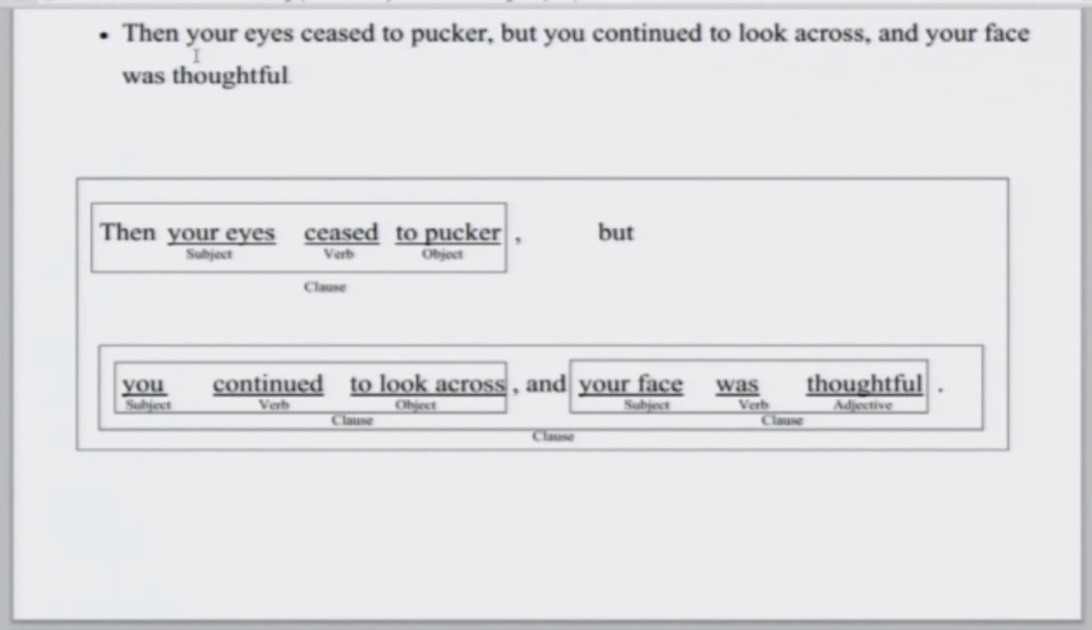This could have been an independent sentence. That is one clause. Okay? "Your eyes" is the subject, "ceased" the verb, and this is the object. Ceased what? Ceased to pucker. But after this connector, the second clause. The second clause is also equally prominent as the first, and inside that second clause there are two further clauses. You continued to look across. You continued what? To look across. And your face was thoughtful.